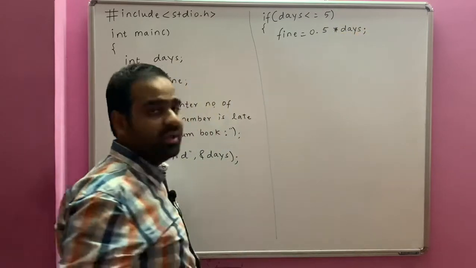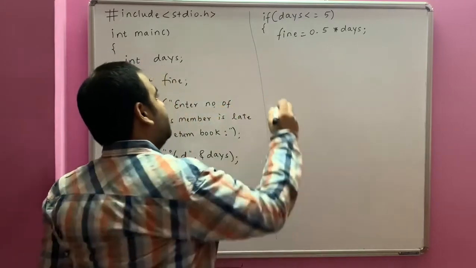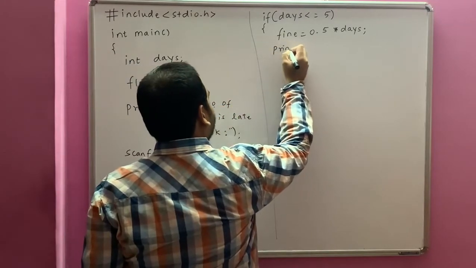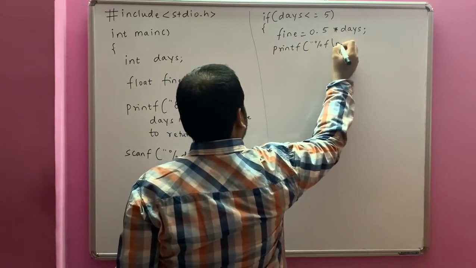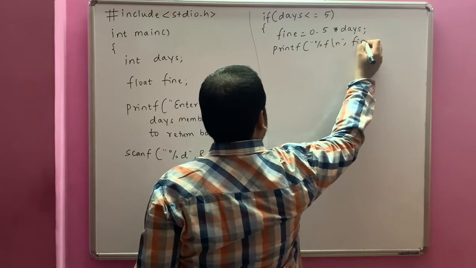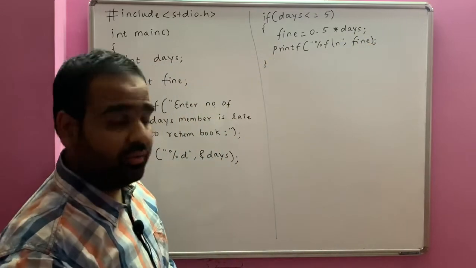0.5 into number of days, and we need to display the fine. Hence, I write here printf percentage f comma fine. You can say double as well. Okay. Now, let us see how does it work.